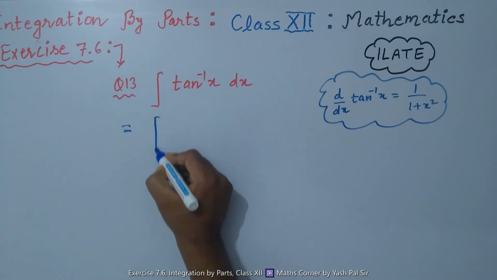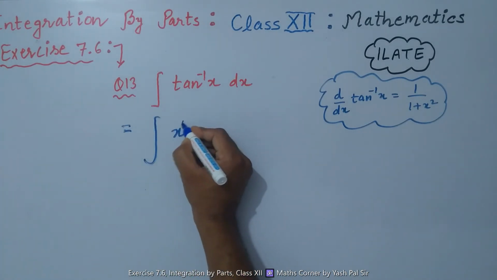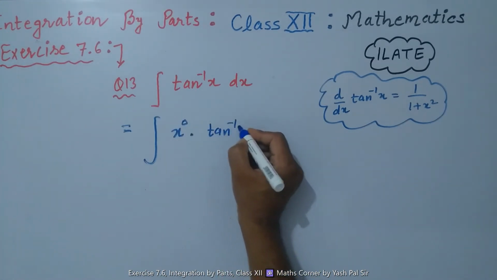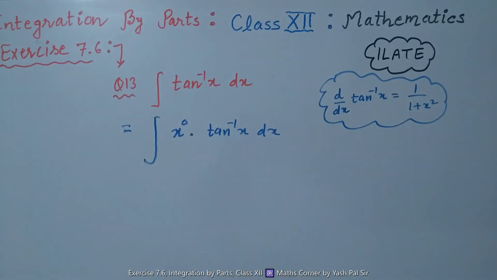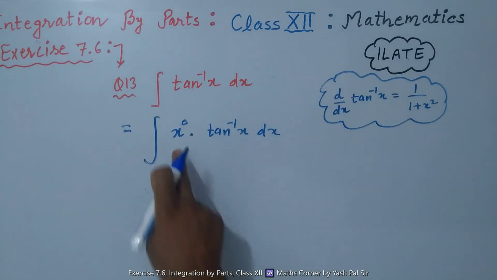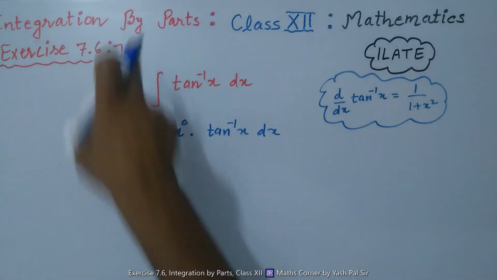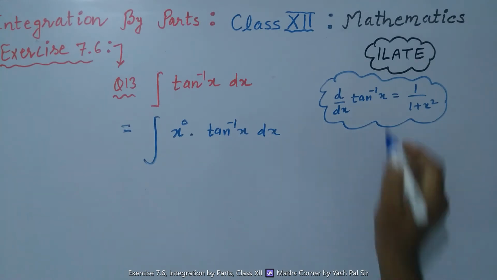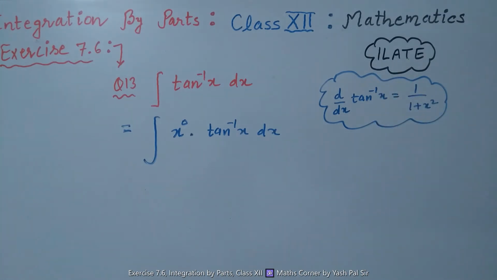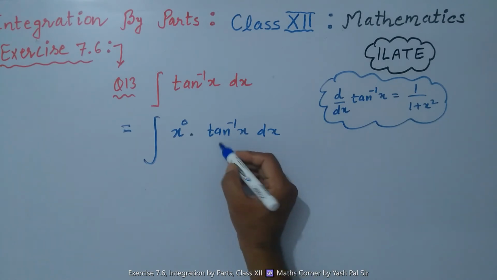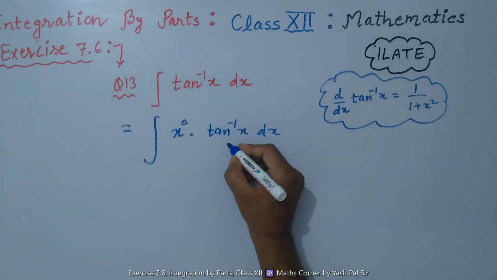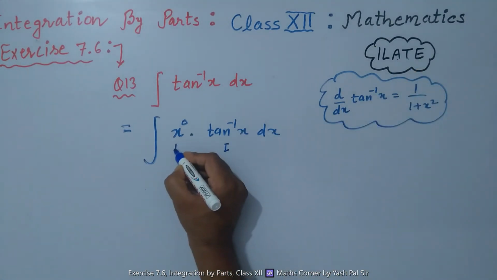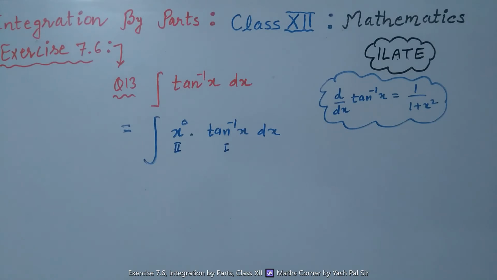First of all we can write this equal to x raised to power 0, which means 1, into tangent inverse x into dx. So this way we can apply the by parts rule, integration by parts, because we now have two functions. So according to the ILATE rule, the inverse function we take as the first function. So tan inverse is the first function, and the algebraic function is the second function according to the rule.